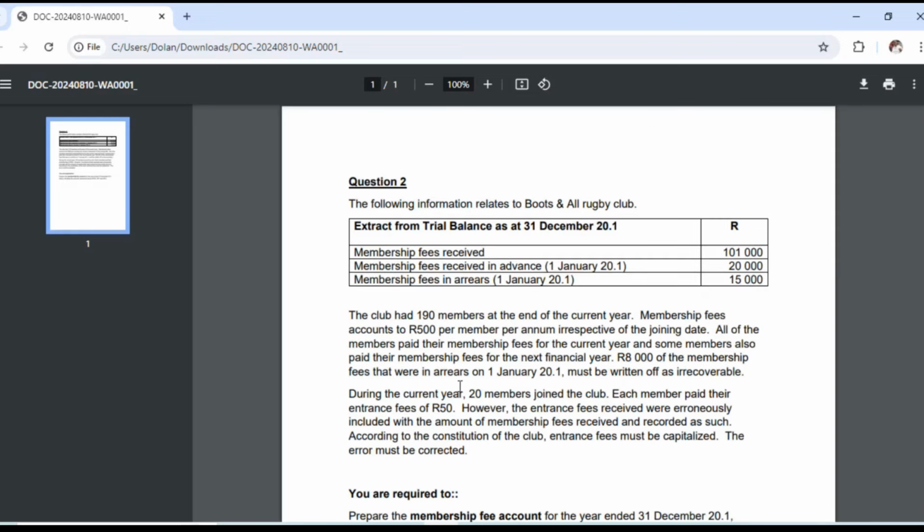Today, I'm here to help you with the preparation of the membership fee account. So we are given a question here. Let's start and see how we can prepare and make this membership fee easy and simple.